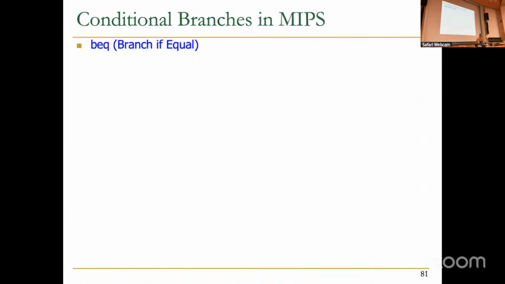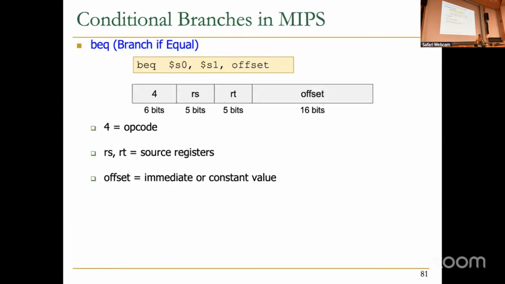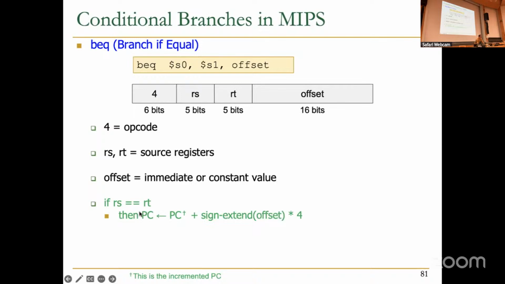Okay, MIPS does it differently. There's a branch equal. Now, MIPS is more complicated here. What it does is basically, this is the branch opcode, and there are two source registers, RS and RT. And this is the specification of the instruction, and there's an offset. MIPS checks if the data value in RS is equal to RT. If that's the case, if these two data values are equal, then the program counter is changed to PC plus sign extend offset.